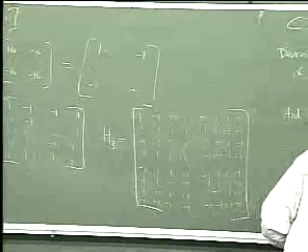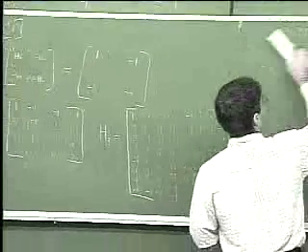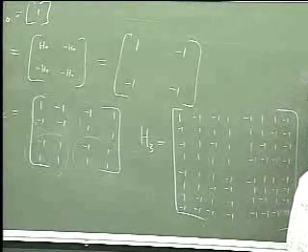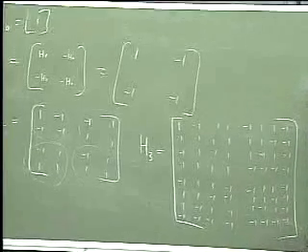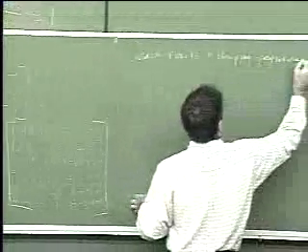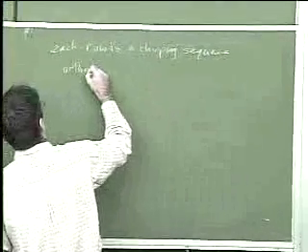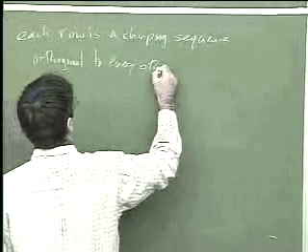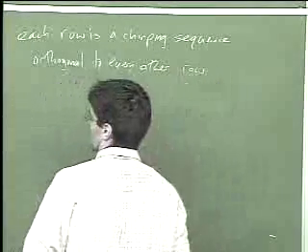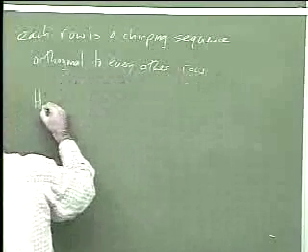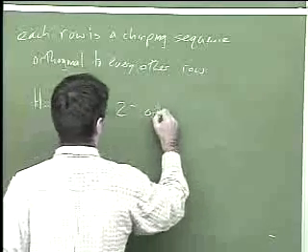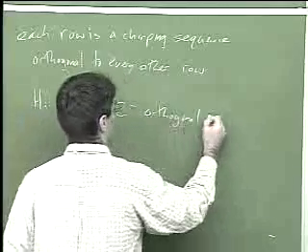And it turns out that each row is a chipping sequence, orthogonal to every other row. Right, so H sub i contains 2 to the i orthogonal chipping sequences.